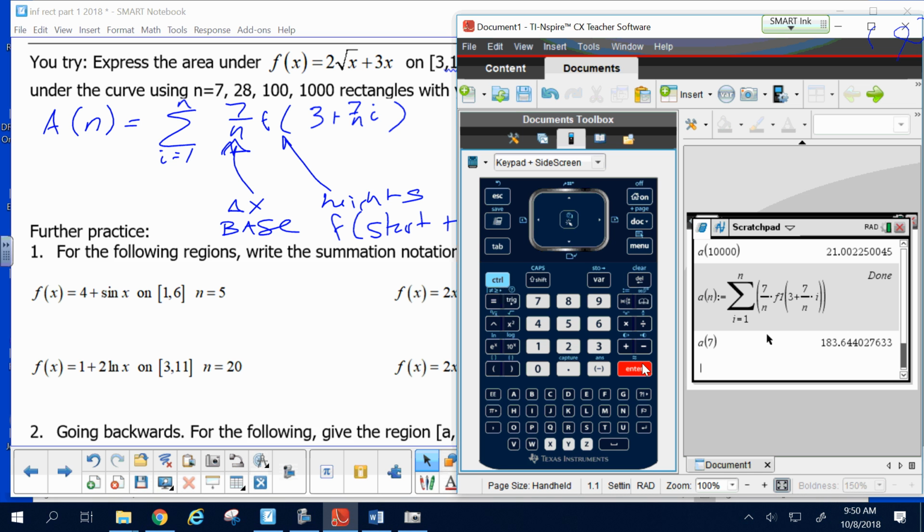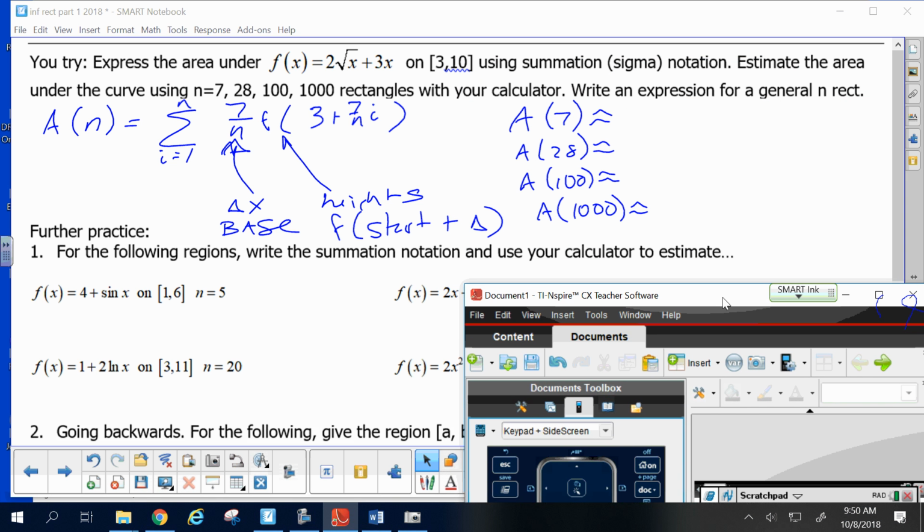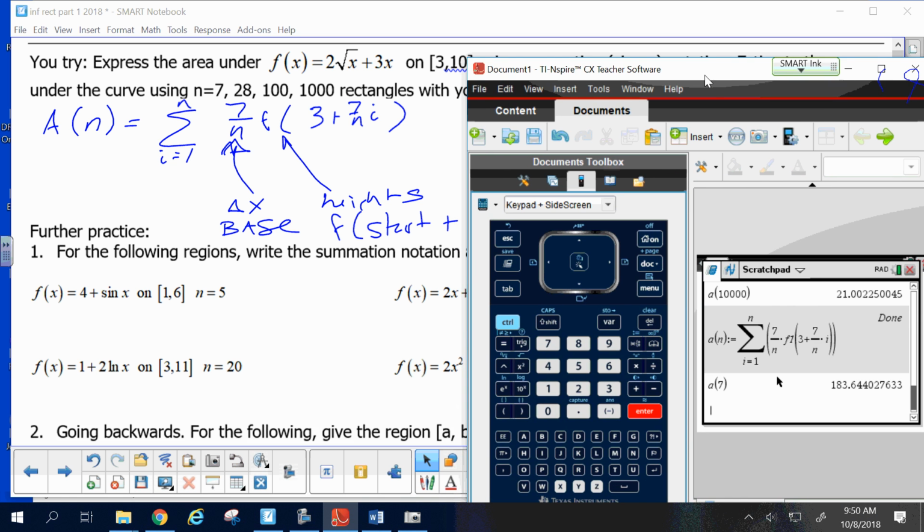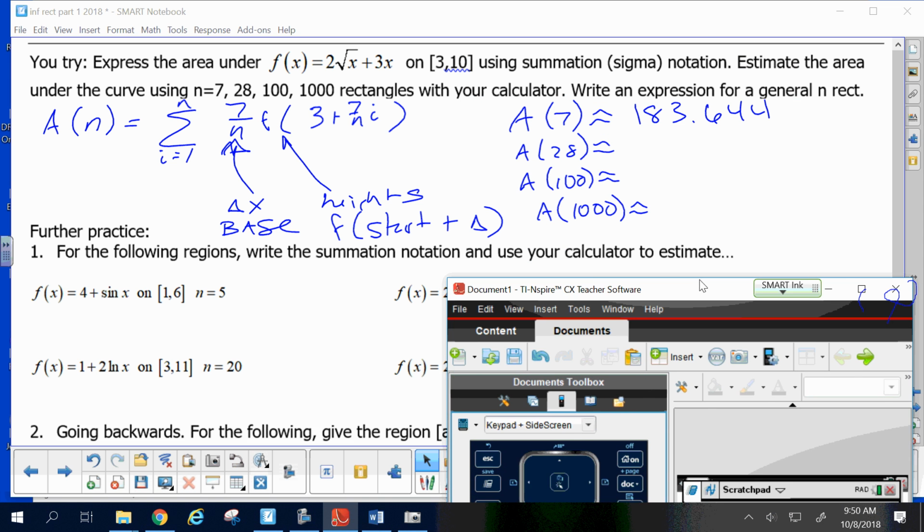Check your work. I'm getting 183.644 for n equals 7. How about you? No, that's not what you got? It's the total range over n. I was confusing that. Okay. Oh, you said i.